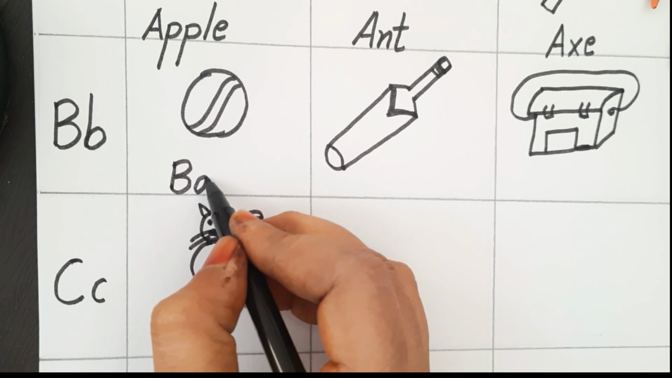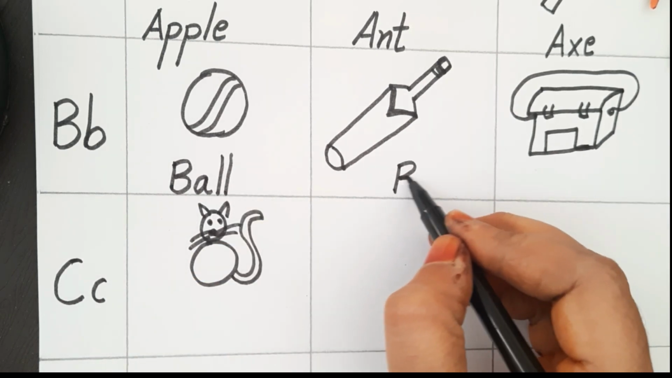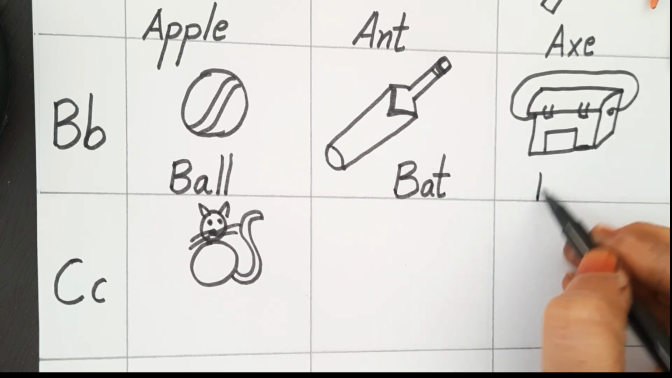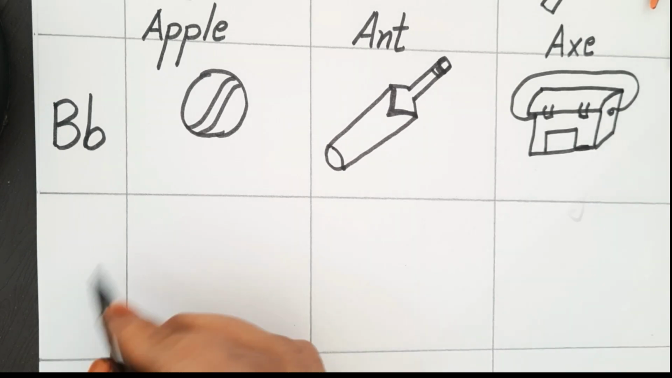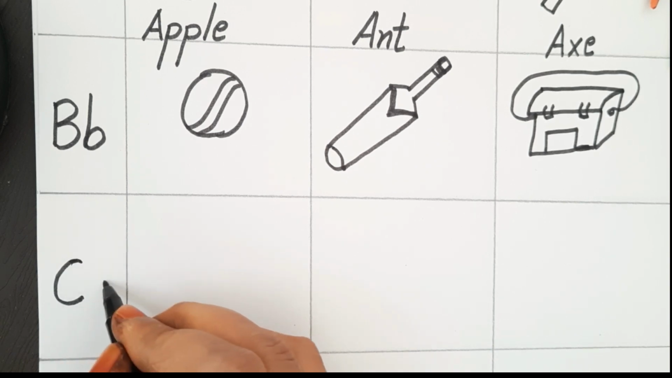Let's spell them. B-A-L-L, ball. B-A-T, bat. B-A-G, bag. Okay. Now the next letter is C.